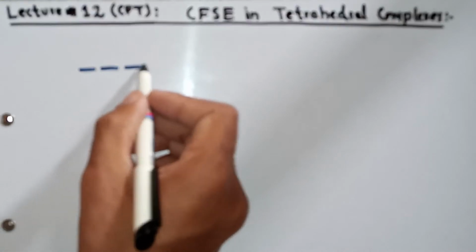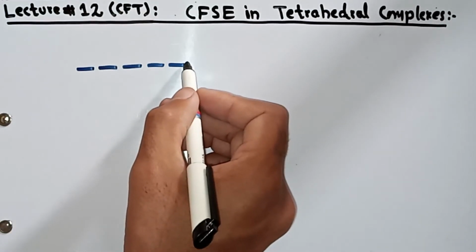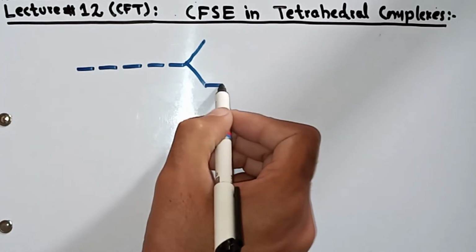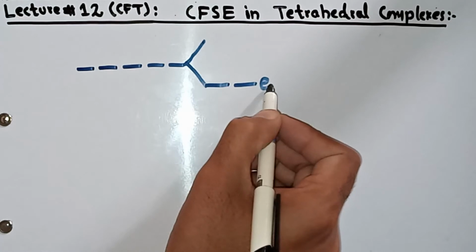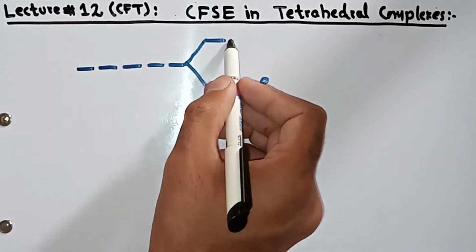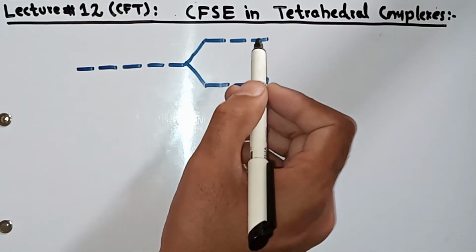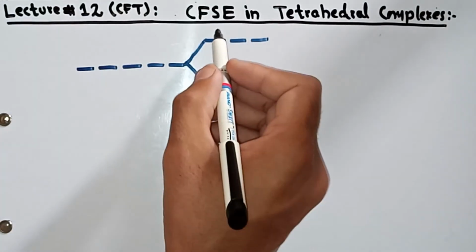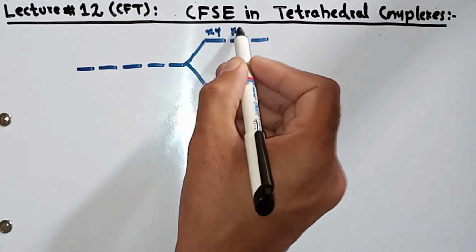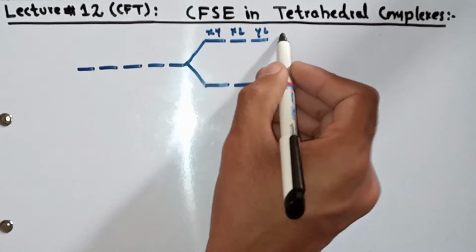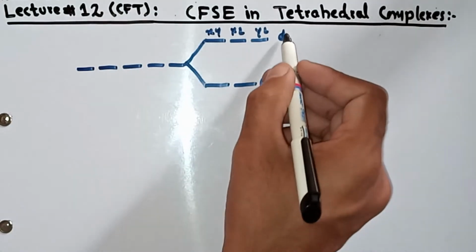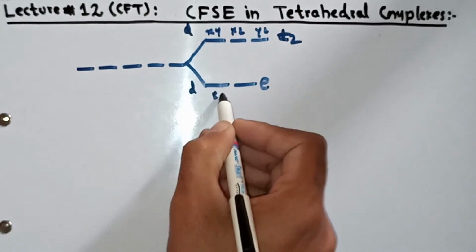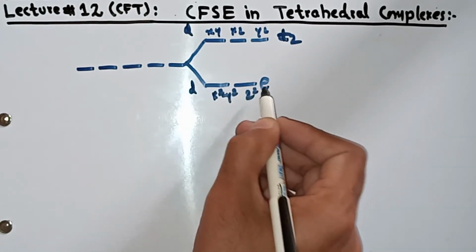Let's suppose this is the d orbital. The d orbital splits into T2 sets and E sets, where the E sets are lower in energy while the T2 sets are higher in energy. So here there is dxy, dxz, dyz, which are of the T2 set, while this is x square minus y square, and this is z square, of the E set.